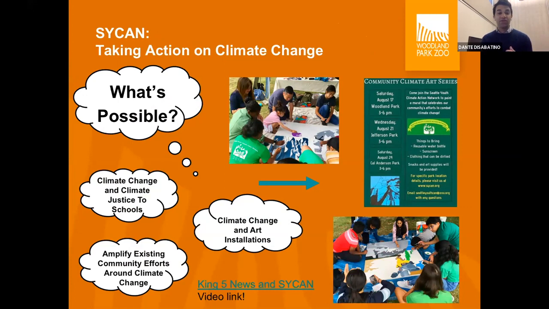They saw that there was a huge interest in talking about climate change and climate justice with schools, that there are ways that we can amplify existing community efforts around climate change, and also that there was a lot of interest and assets in the gifts that people were bringing in the room and people that they knew in the community around climate change and art. And I'll talk a little bit more about how the asset mapping led to one of the major projects that we did, which was around climate change and art installations.